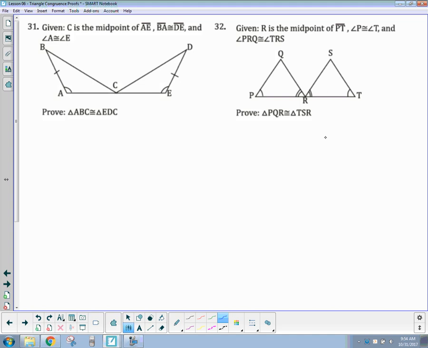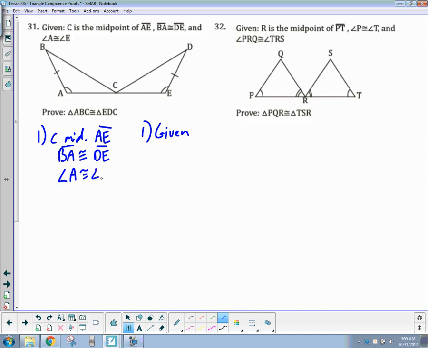Alright, so 1 is always going to be given. I'm just going to go ahead and write given because that's what it's going to be. C again is going to be the midpoint to AE. We got BA is going to be congruent to DE. And angle A is going to be congruent to angle E.